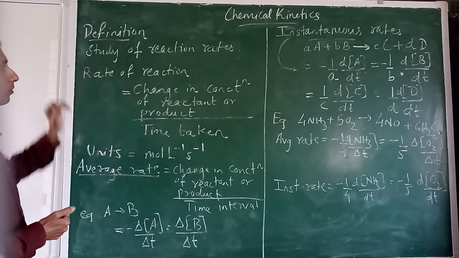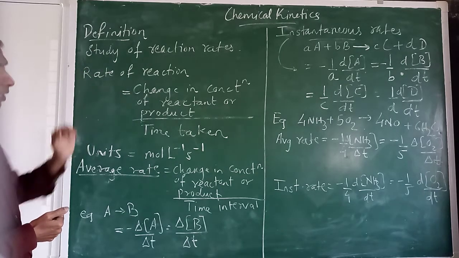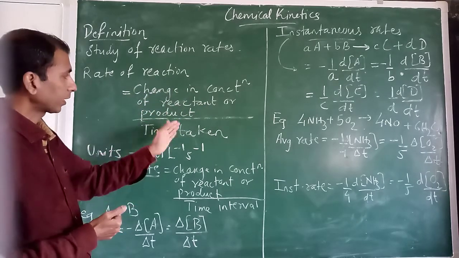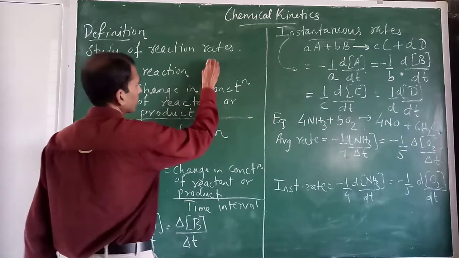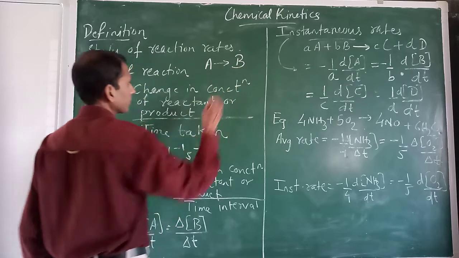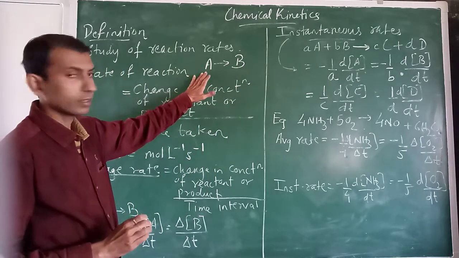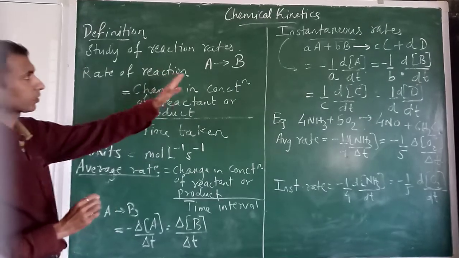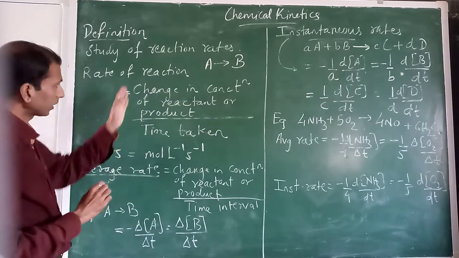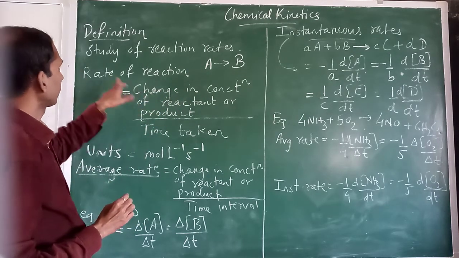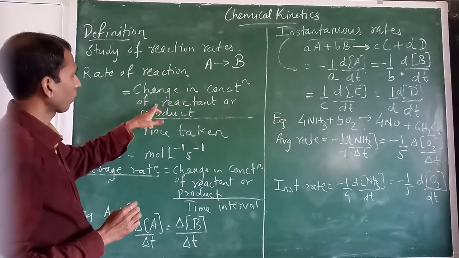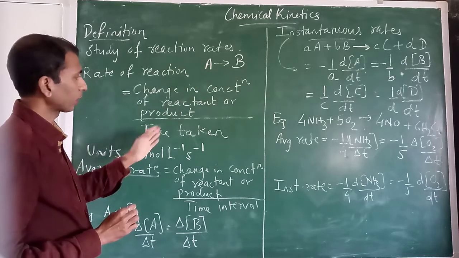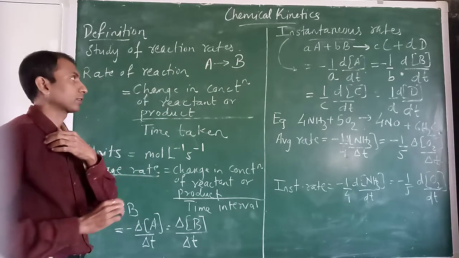So rate of the reaction is given by this particular equation: change in the concentration of reactants or products divided by the time taken. We consider a general reaction here, A gives B. Here the reactant is A, product is B. So rate of the reaction for this general equation can be written in this way: rate of reaction will be equal to change in the concentration of reactant A or change in the concentration of product B divided by the time taken for that particular change.